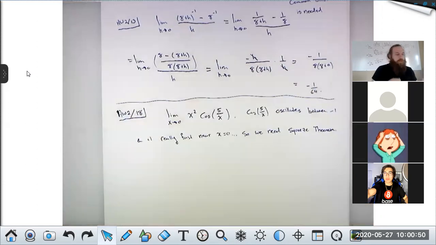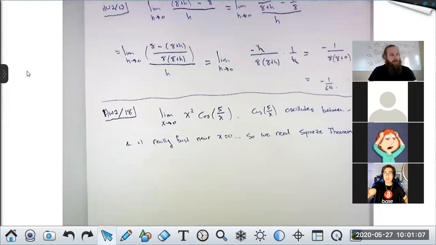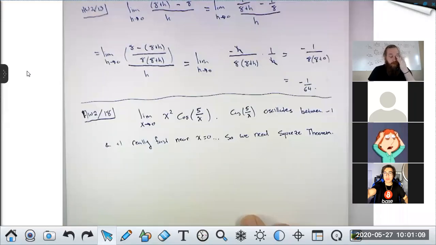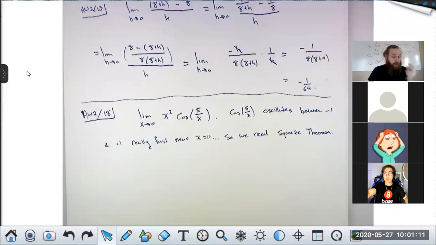Right? This cos of 5 over x is not continuous at 0. I can't just plug in 0 for x, because 0 in the denominator is not okay. And the cosine of 5 over x wants to wobble back and forth between -1 and 1 really, really fast as I get closer and closer to 0. So from the graph of cos 5 over x, I still can't figure out this limit.